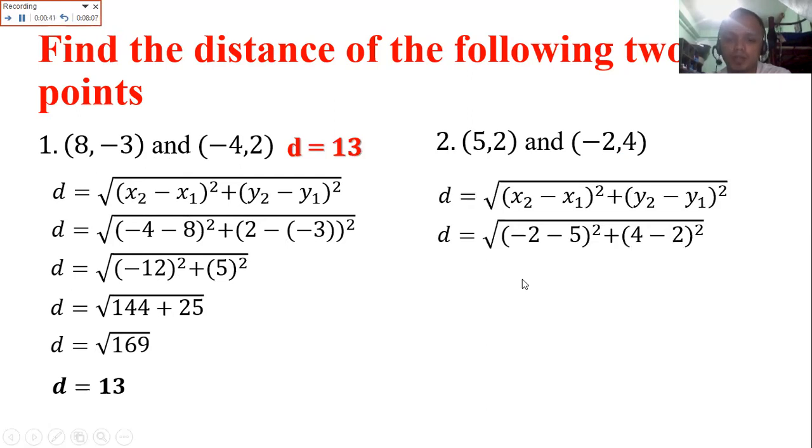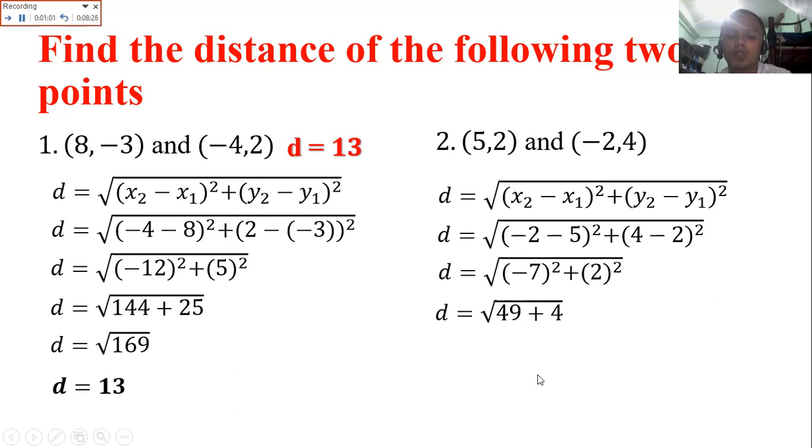Second one, substitute. x sub 2 is negative 2, x sub 1 is 5. Subtract natin. Plus, y sub 2 is positive 4, y sub 1 is 2. Negative 2 minus 5 is negative 7. 4 minus 2 is 2. Square natin, then we have 49 plus 4, that is equal to the square root of 53. Using calculator to get the approximate value.